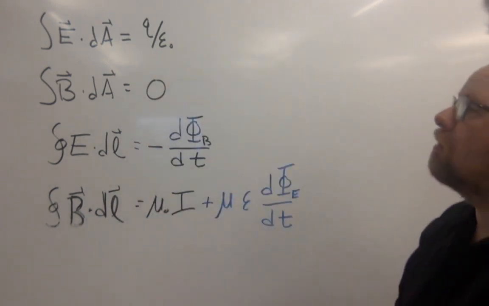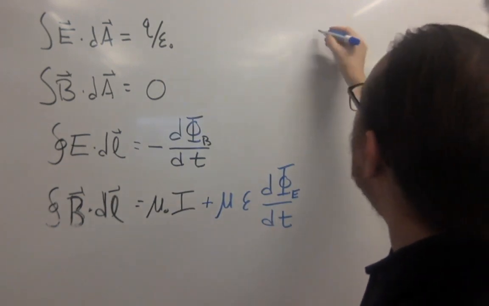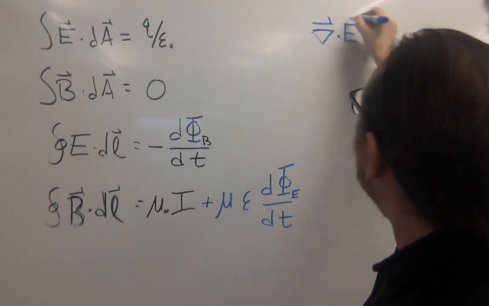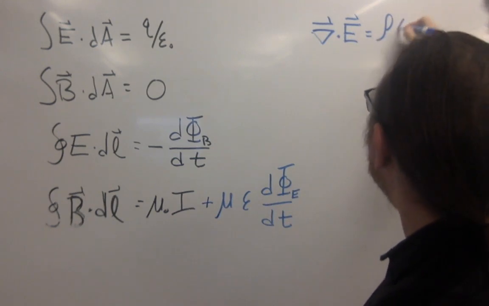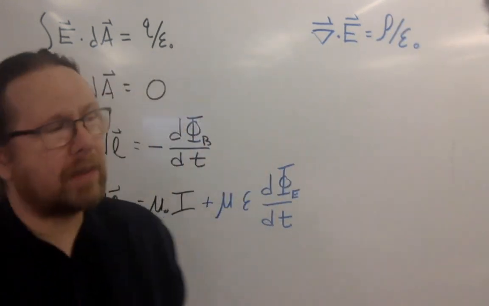The first equation, the integral of E dot dA is equal to the charge over epsilon naught, is equivalent to, in differential form, saying that the divergence of the electric field is equal to the charge density divided by epsilon 0. The divergence is a three-dimensional vector operator.